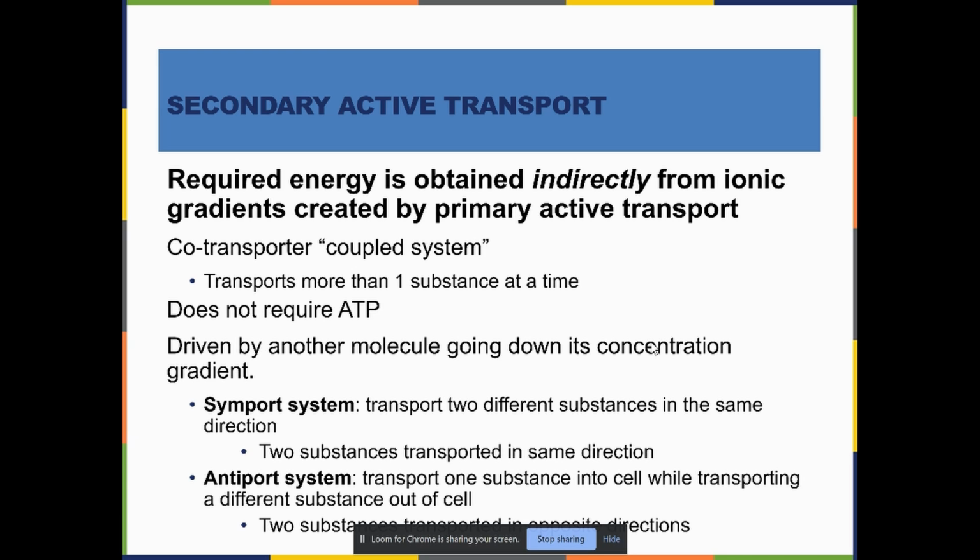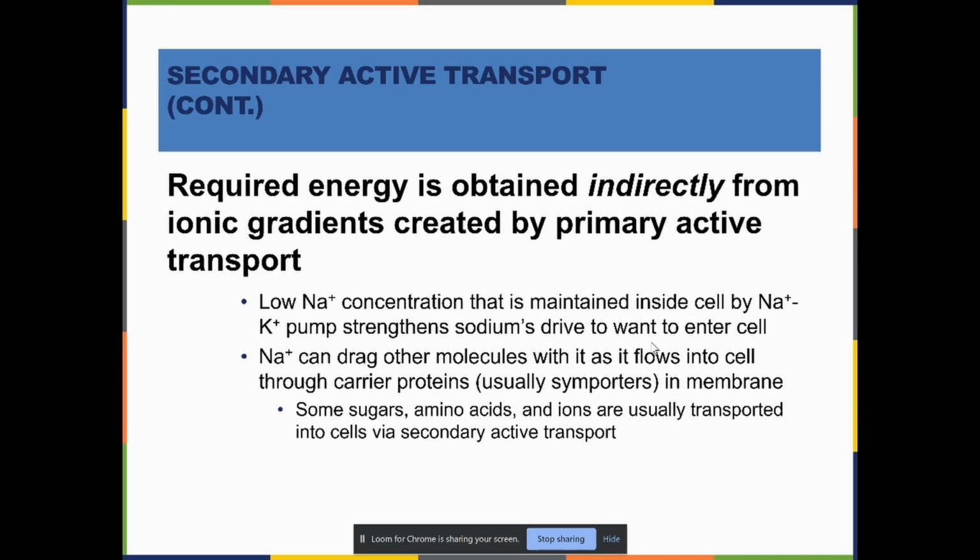What we just saw with primary active transport was an antiport system. We move substances in opposite directions. A symport system would move multiple substances in the same direction. Again, secondary active transport is going to indirectly use ATP, not directly. It actually relies on the ionic gradients created by primary active transport.